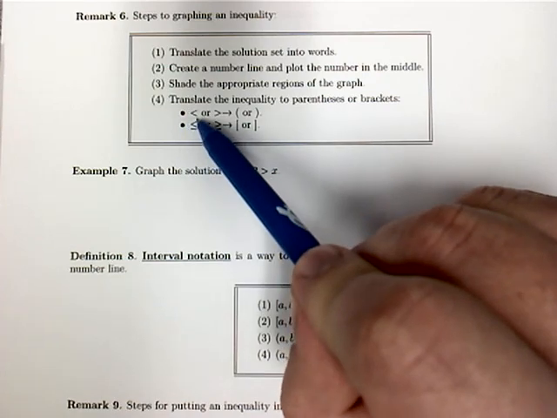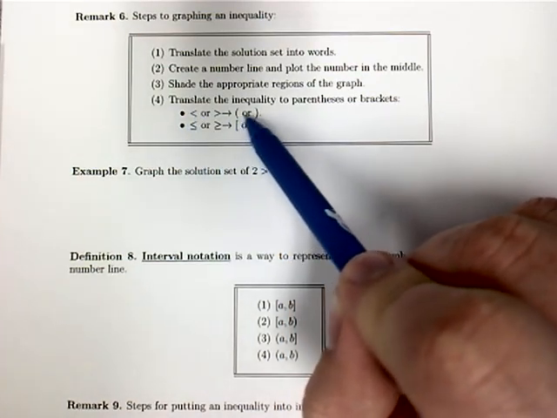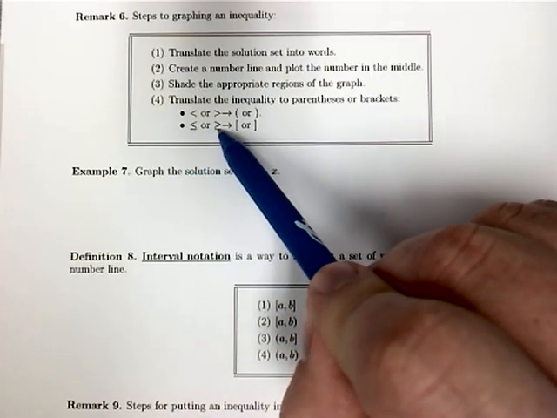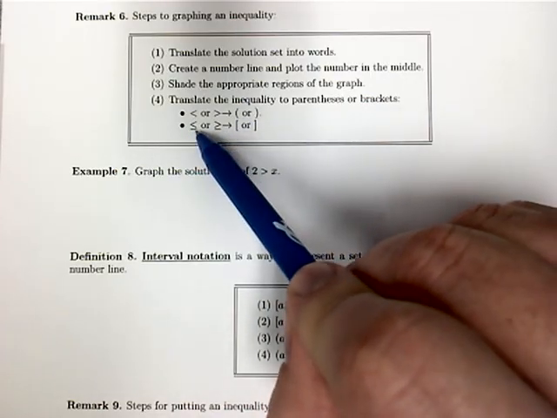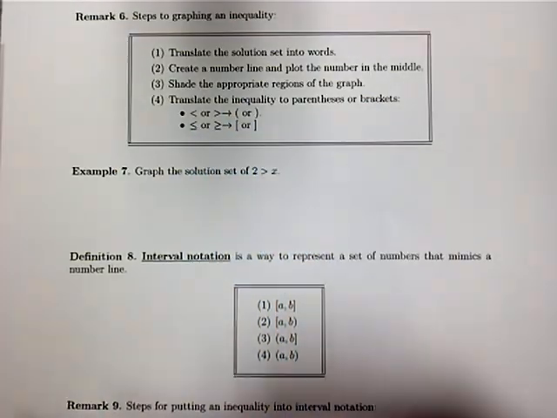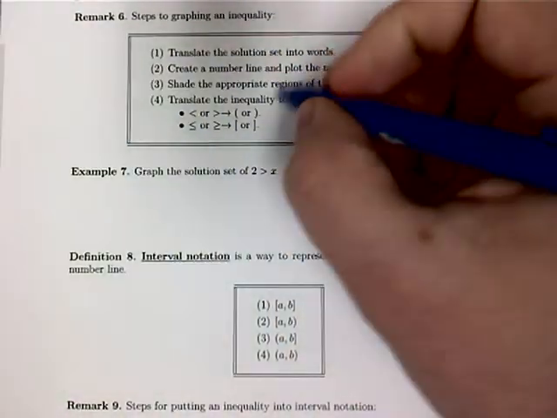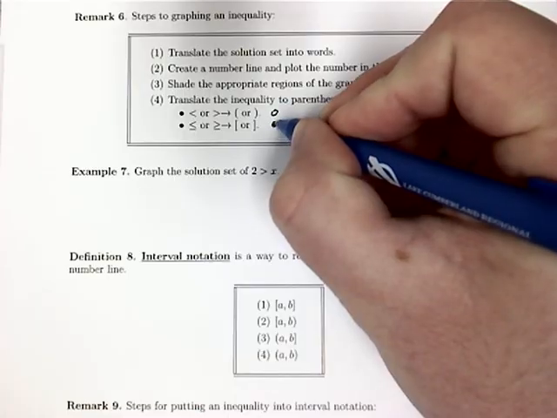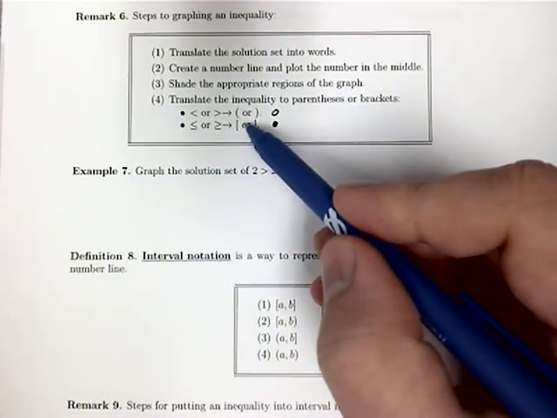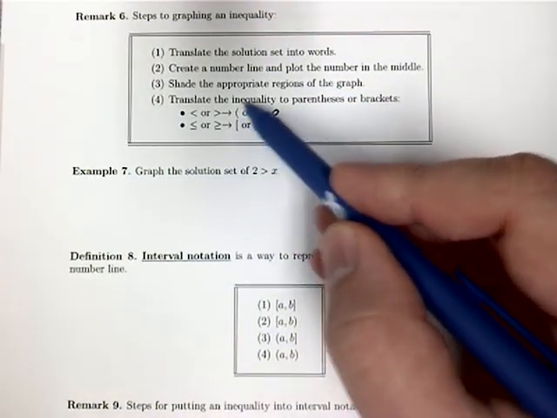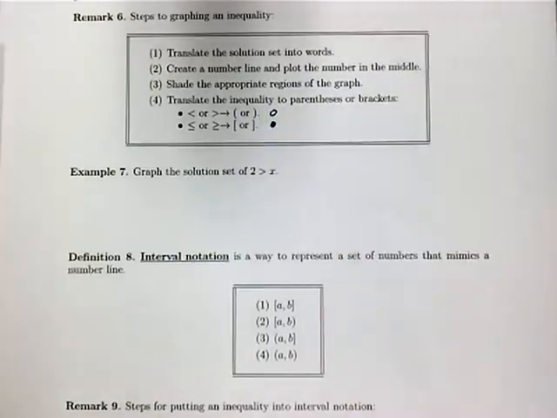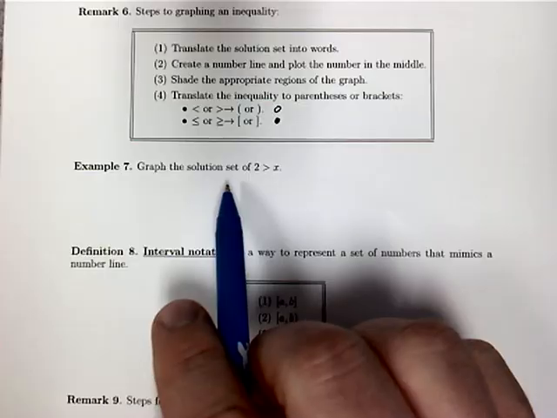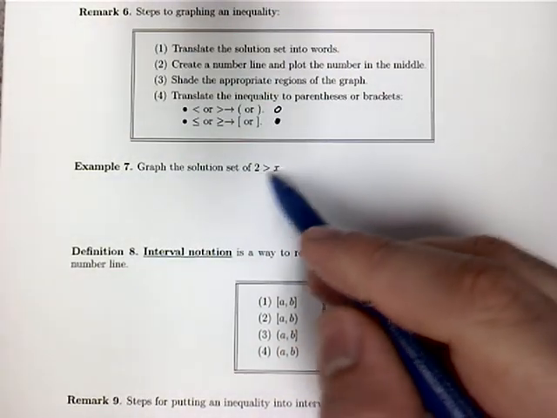And then, if you have a strict inequality, use parentheses, again, hugging the shaded region. If you have an inclusive inequality, it gets a bracket, again, from the shaded region. Some people may have seen other notations to use holes or filled-in dots. That also works just fine. But again, the whole point is to try to get you to this point right here, so it's a perfectly fine notation. All right, so graph the solution set of 2 greater than x.